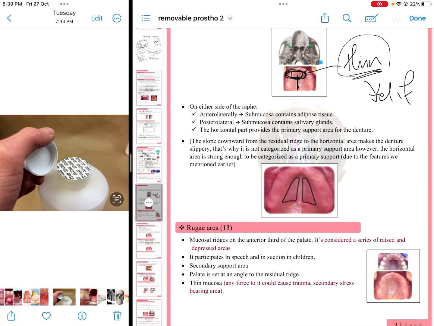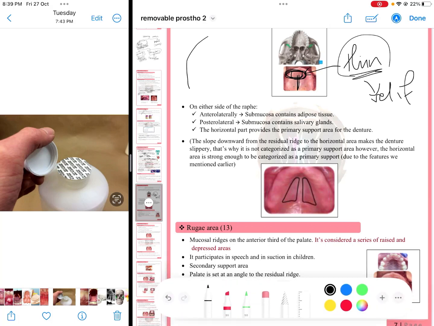Now, on either side of the raphe, like this is the hard palate and here's the raphe, in the anterior region we will have adipose tissue, which is the fatty tissue. And in the posterior part, we will have salivary glands. So the composition is also different. So which area will provide the support?